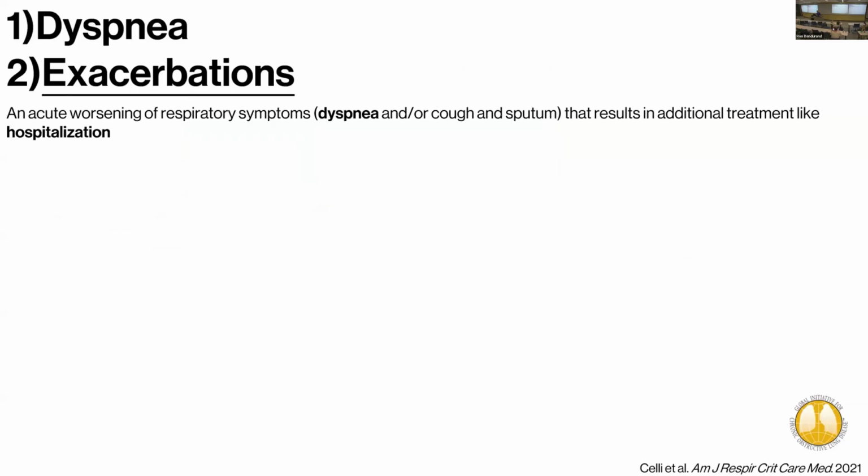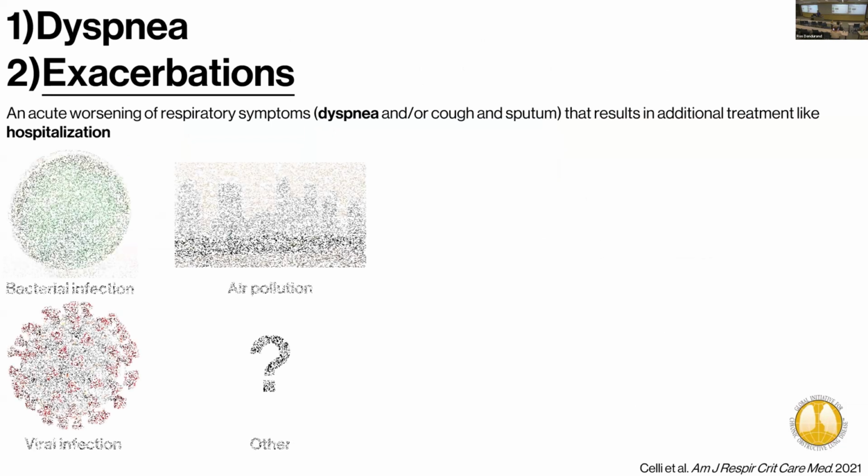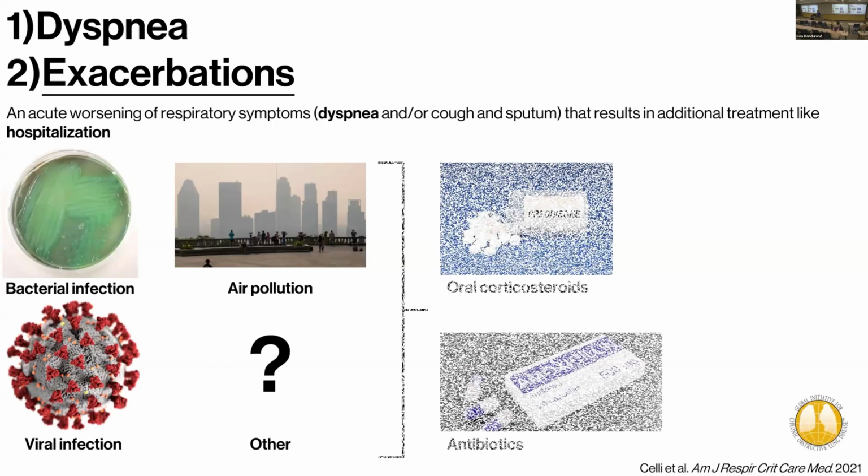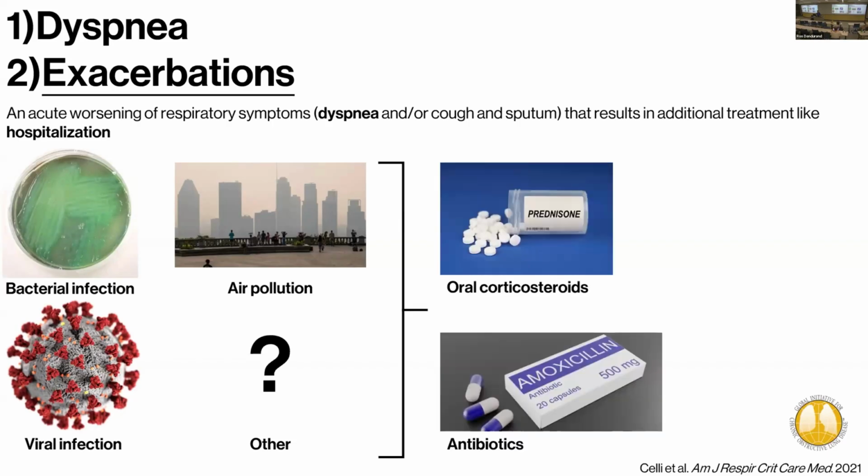Now, why is that? Well, if we look at the main treatable traits for COPD, being dyspnea or breathlessness, exacerbations are really the cause here. What is an exacerbation? Well, it's an acute worsening of respiratory symptoms, including dyspnea notably, but as well as cough and sputum that results in additional treatment like hospitalization. Now, this can be caused by bacterial infection, viral infection, air pollution. We talked about extreme temperature changes this morning, like heat waves. And the main course of treatment for an exacerbation of COPD includes oral corticosteroids and antibiotics.